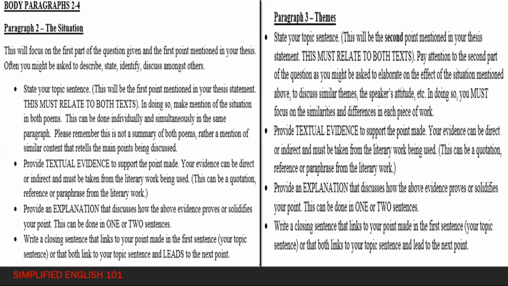Once your second paragraph is done, you want to go to your third paragraph. In this paragraph, the question normally wants you to examine some aspect of the theme, how the theme is presented. Whatever the question might want you to do, you, of course, again, will take the same outlook that you did for the first body paragraph, which is paragraph 2. You want to state your topic sentence, you want to explain the point you made, you want to give evidence, and you want to close with your justification or concluding sentence.